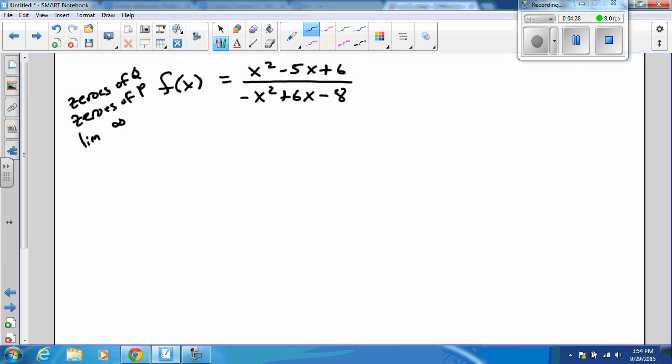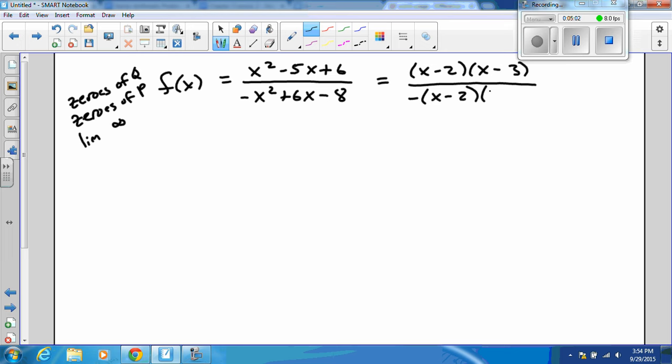Well, to get the zeros of Q and P, we need this in factored form. So our first order of business is going to be to factor. I want you to pause the video at this moment and factor the numerator and the denominator. Welcome back. I hope you checked your factorization by multiplying back. If you did not do that, pause the video again and check by multiplying back. Welcome back again.